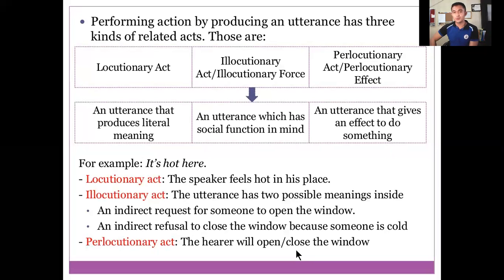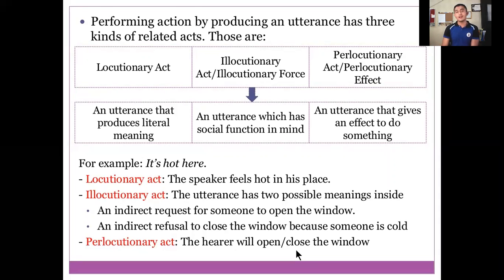On the other hand, number two, we have illocutionary act or illocutionary force. This is an utterance which has social function in mind. Which means when we hear these words uttered by someone, it has social function in our mind, which means it may request us, it may mean something, or there is an intention, because this person has an intention of saying this for me to feel good about it, for me to feel bad about it, for me to feel offended about it. That's what we call social function in mind.